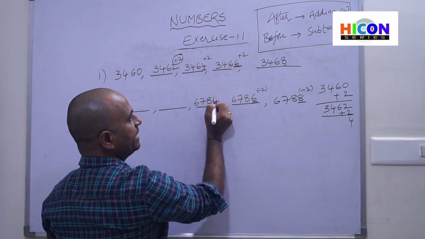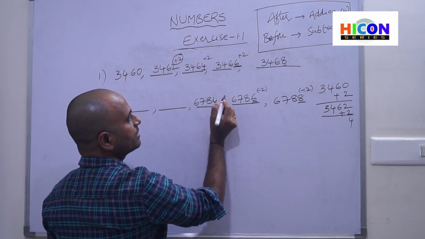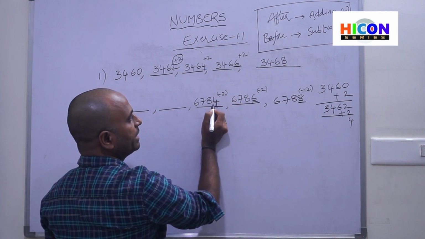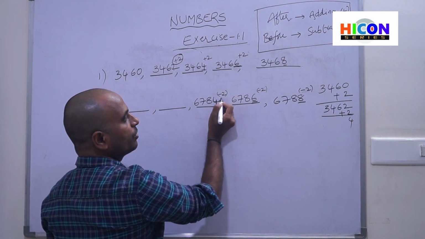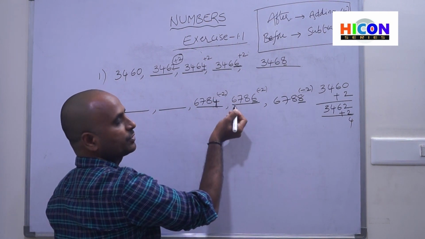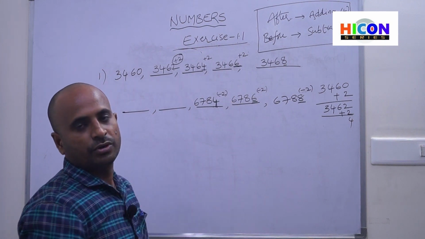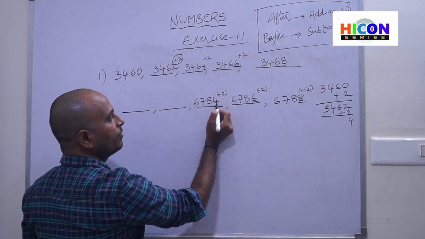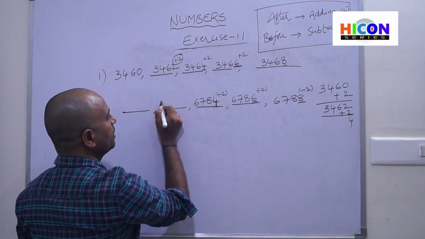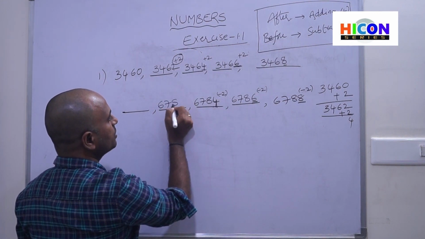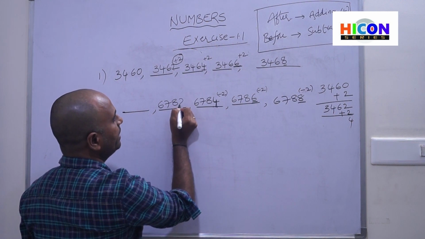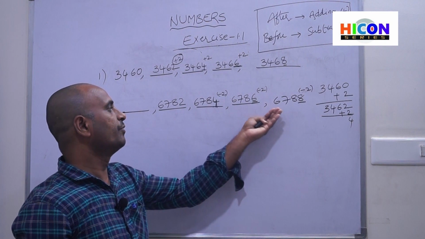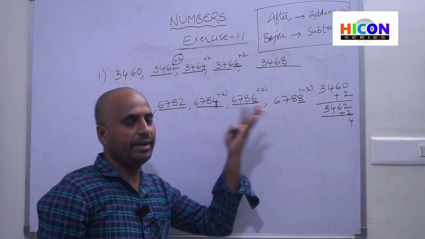Again subtract 2 from the ones place. Here 4 is present in the ones place. If you subtract 2 from 4, that means 4 minus 2, you will get 2. So the ones place becomes 2, and the number becomes 6782. In this way, we can get before numbers for the given numbers.